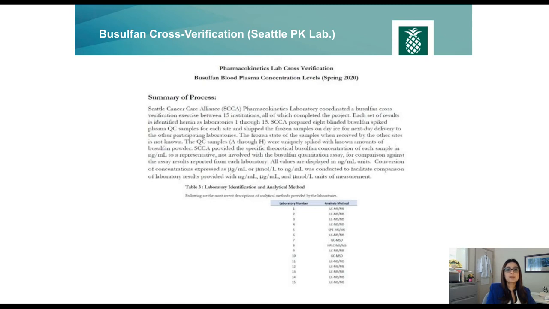Proficiency testing programs for busulfan using mass spec instrumentation are not commercially available. We and others participate in the busulfan cross-verification program organized by Seattle PK Laboratory. Other labs send blind samples to a reference lab that uses the same methodology to compare results. Seattle prepares a report including the analysis of results of every participating lab compared with the theoretical values assigned for each sample.